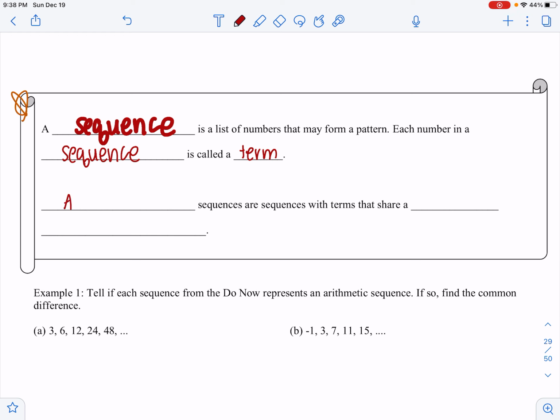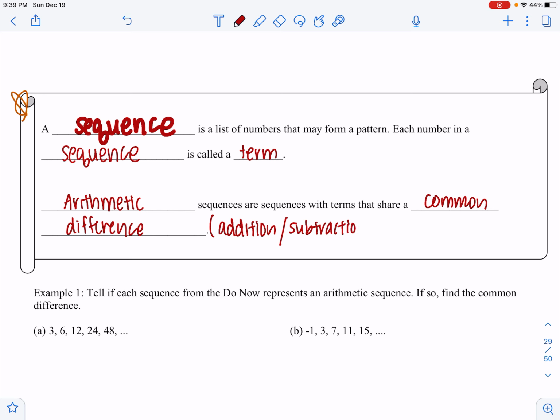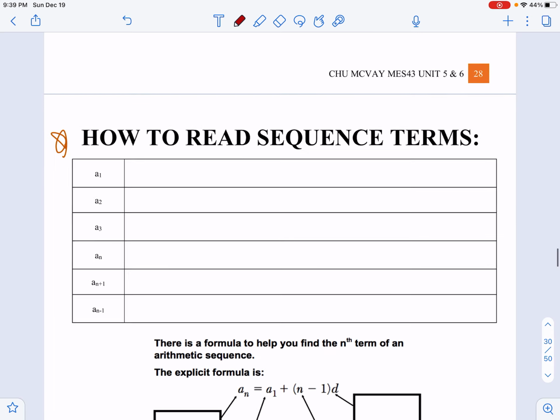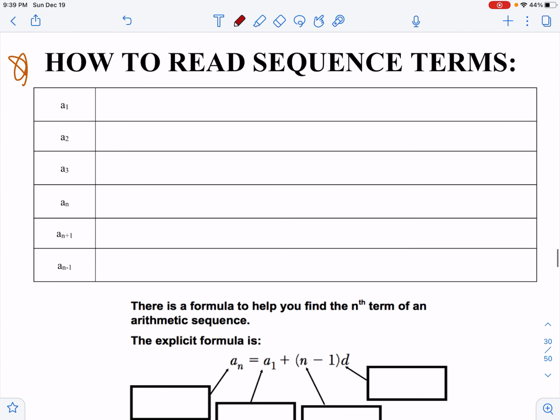And then the first type of sequence we talk about, arithmetic sequences, are sequences with terms that share a common difference. And we said a common difference means that our pattern is either an addition or subtraction pattern. Okay, again, an arithmetic sequence is one that follows addition or subtraction. All right, let's take a look at page 29 and learn how to read sequences.